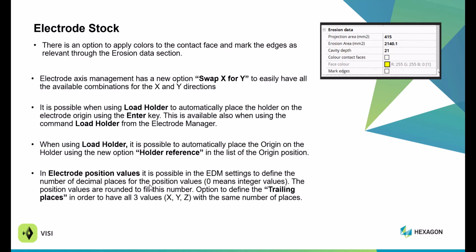In the electrode position, in the EDM settings, to define the number of decimal place values, you would have to put in a 0 integer for the position for it to round to the filling numbers. The option to define trailing places in order to have the 3 values for X, Y, Z would be the same number of places.